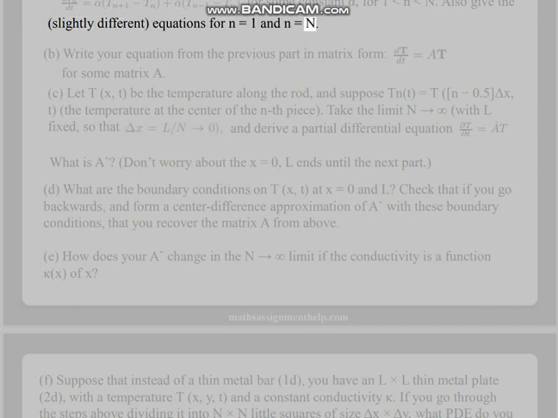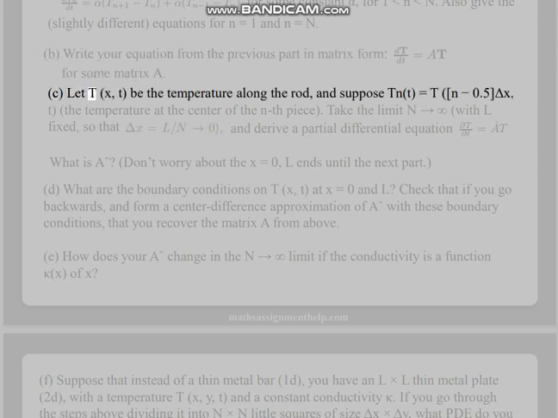B. Write your equation from the previous part in matrix form for some matrix A. C. Let T(x, t) be the temperature along the rod.